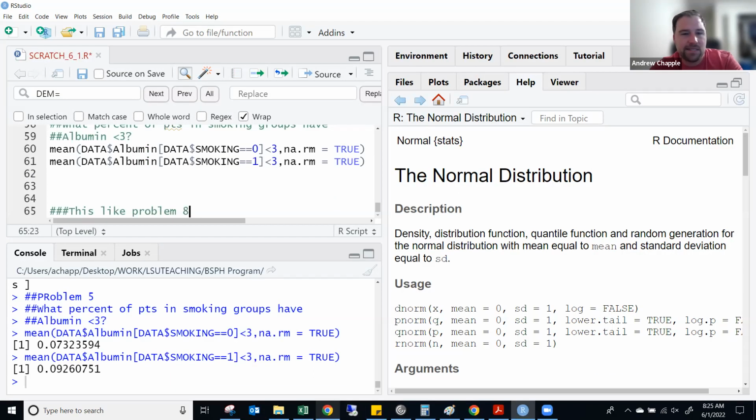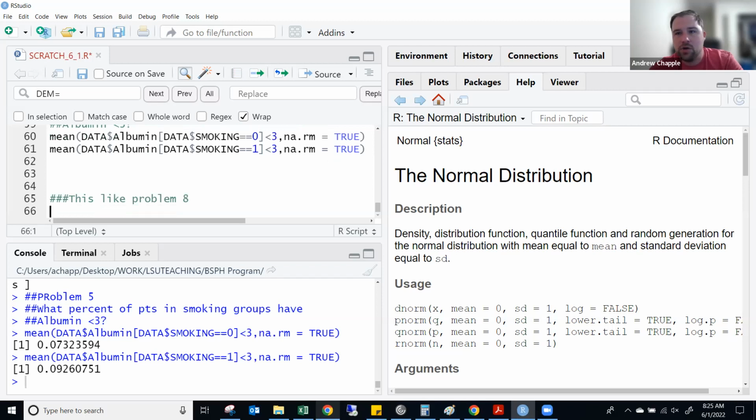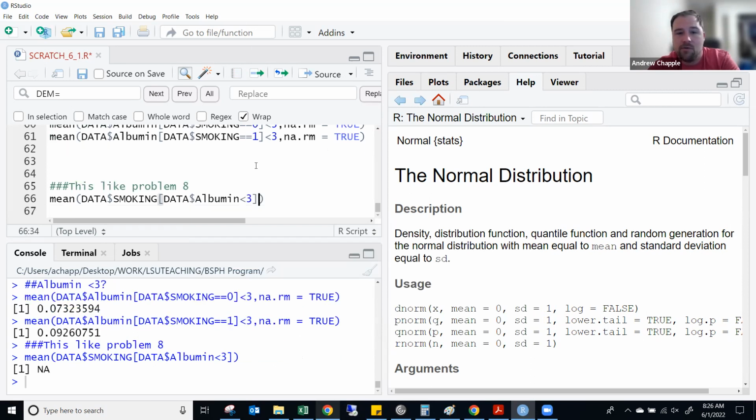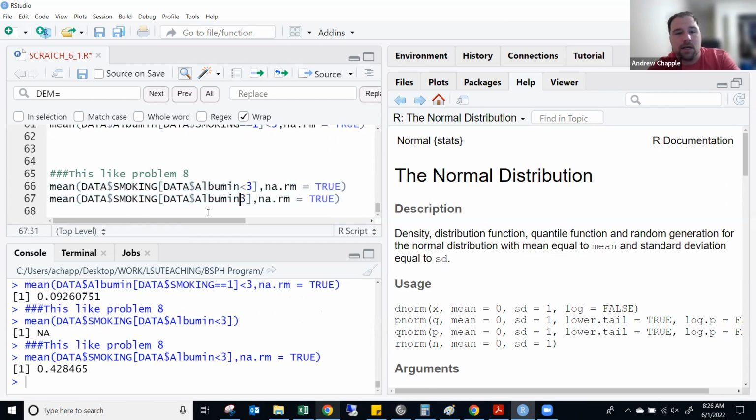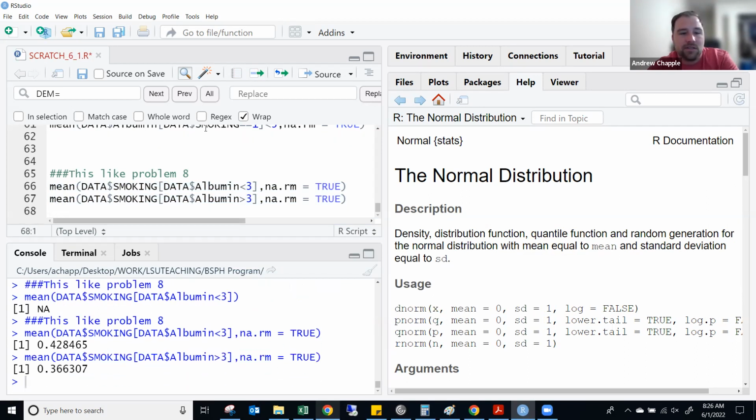Like problem 8. So here, if I want to know what's the proportion of people with albumin less than 3 that are smokers, I can do that in the same way. I could say mean data smoking. Now I just need to index data albumin is less than 3. So this will be the percentage of smokers. It's an NA because I have some missing values, so na.rm equals true. Here I get 42% of those with albumin less than 3 are smokers, compared to, if I go above here, 36%.